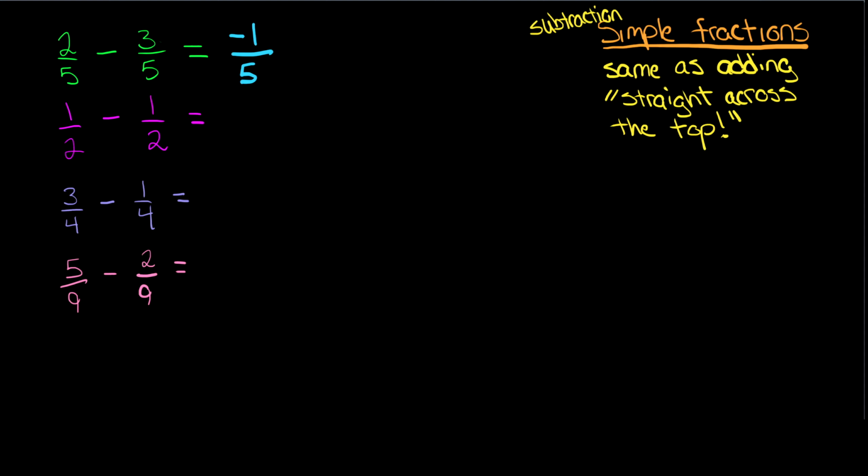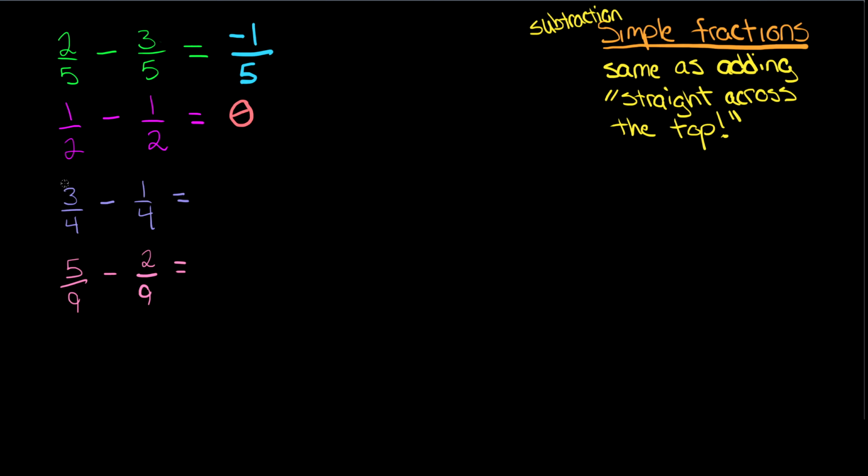Moving on to the next problem, we have 1/2 minus 1/2, and this is actually a little bit of a unique fraction to be subtracting. It's the same fraction, so whatever you have, you're taking away the equal amount, so 1/2 minus 1/2 equals 0.